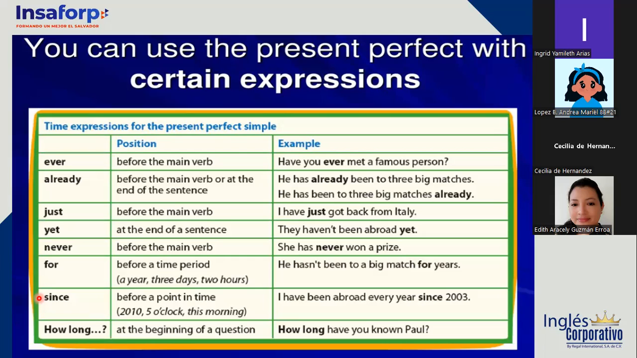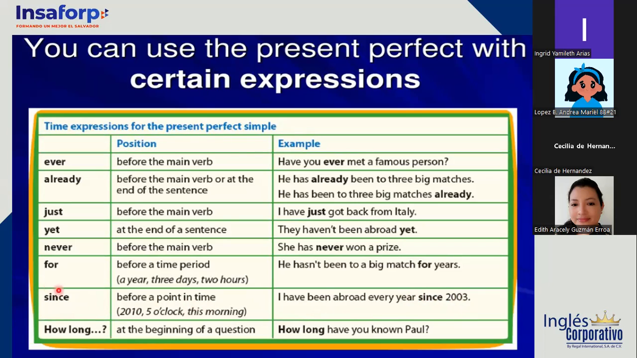Before a point in time. Example: I have been abroad every year since 2003. When we say a point in time, we're talking about a specific period of time. For example, when we say since, we say desde, that's what it means. In the example, I have been abroad every year since 2003, desde el 2003, this person has been abroad every single year.